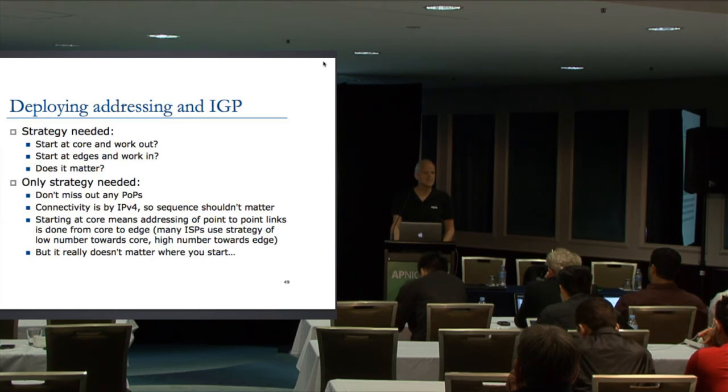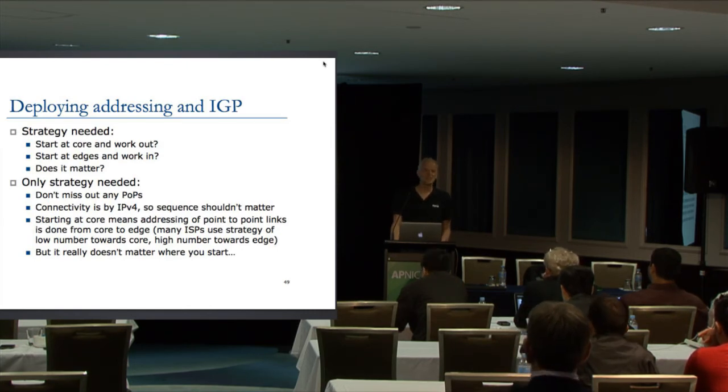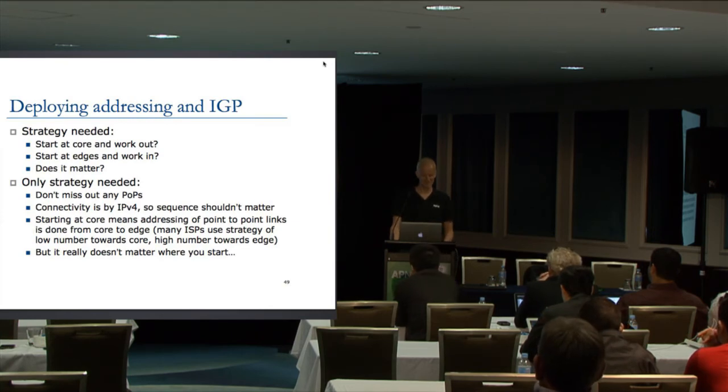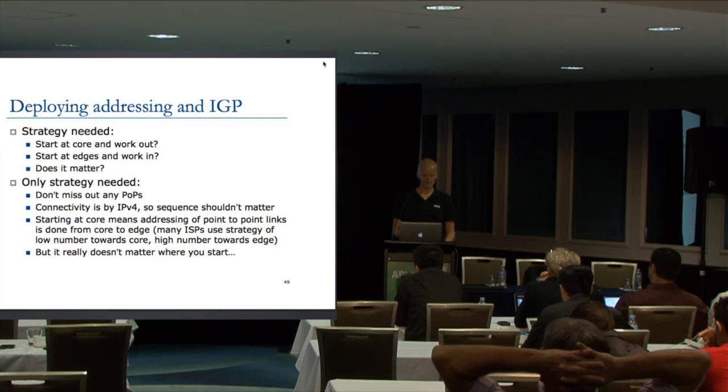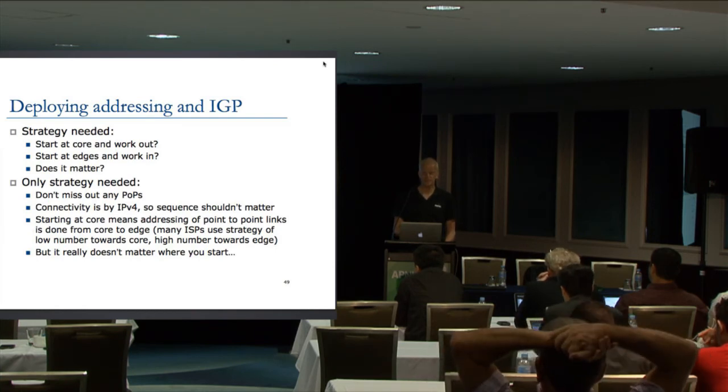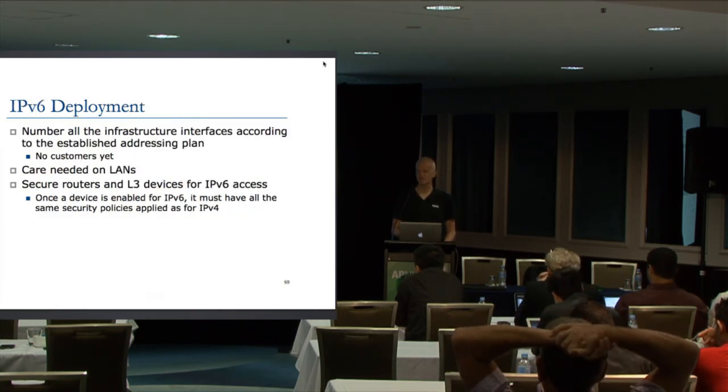You're not carrying traffic on V6, not running a routing protocol. As anybody who's done any of the hands-on workshops knows, you don't break V4 by adding V6 addresses, unless you do no IP address on interfaces, as some folks have done in the past. You shouldn't break V4 by deploying V6. It really doesn't matter where you start, just don't miss anything out. Number all infrastructure interfaces according to the established address plan. You don't have customers, don't worry about customers. You're doing your own infrastructure first.